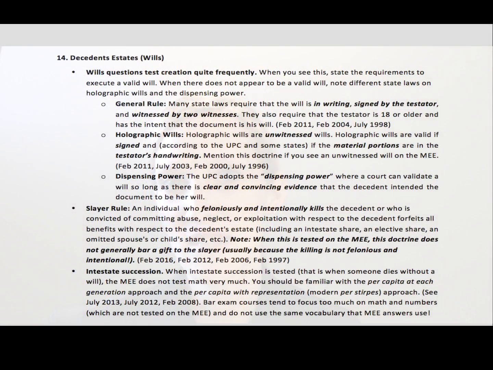Wills, or decedent's estates. Wills questions tend to focus on validity of a will. You should know that most states require certain things for a will to be valid, usually a signature, 2 witnesses, and writing. You should also be familiar with holographic will, and you should be able to say that half the states recognize a holographic will. And you should know what the dispensing power is. It comes up on some MEE questions.